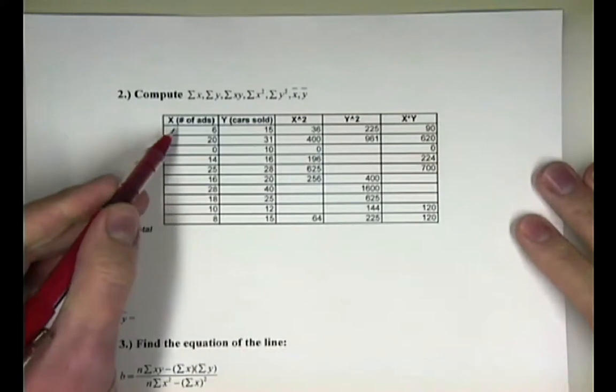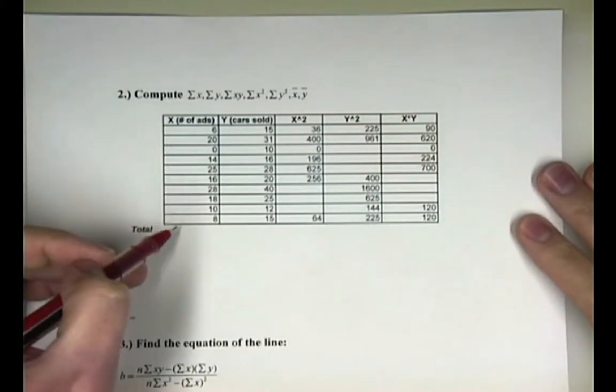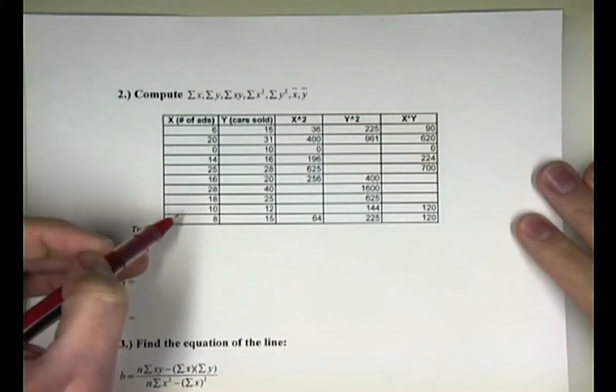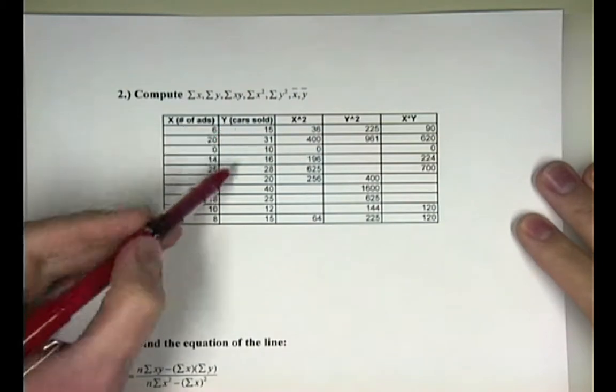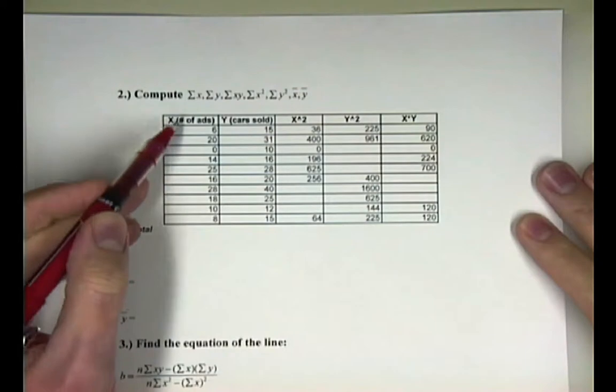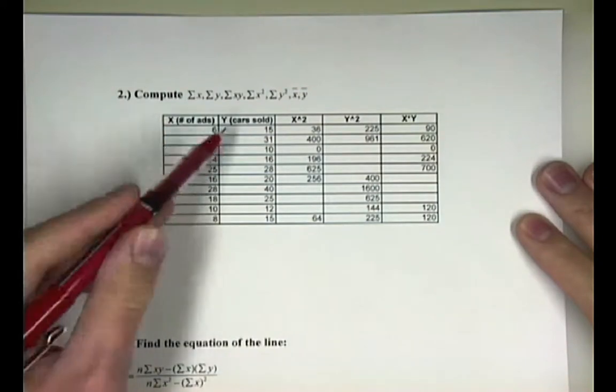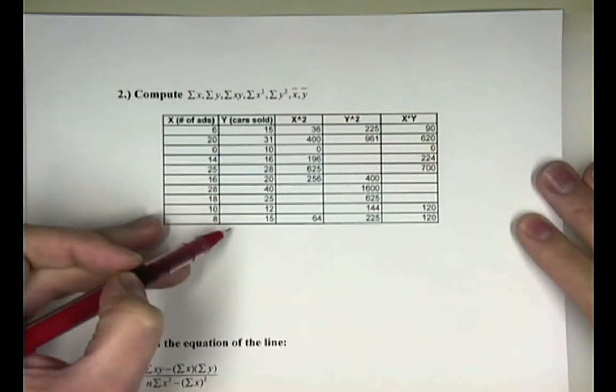Here we have the number of ads ran from the data set we were working on before in example 10.1, and the number of cars sold. So this is our input variable and this is our output variable.